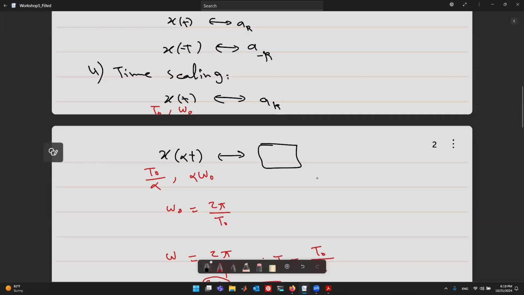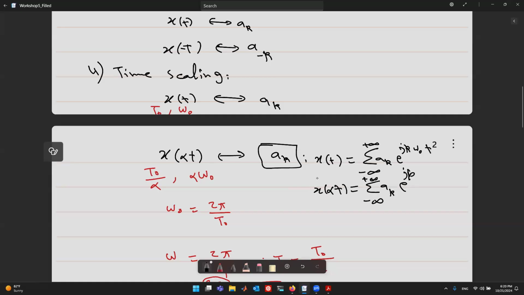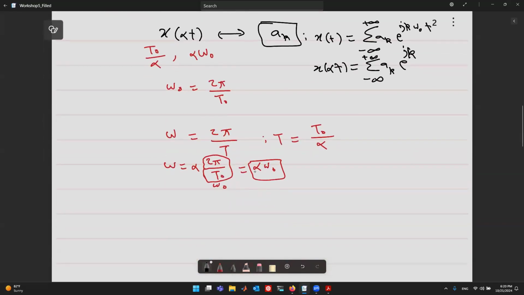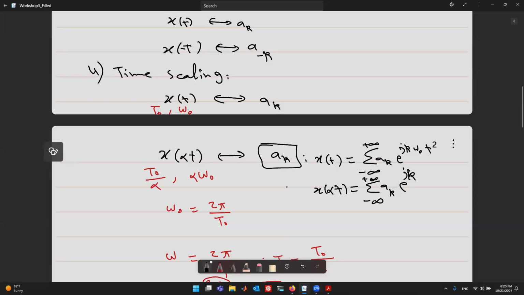So this is the only change that will happen to this signal, that the time will be compressed or stretched. So nothing will happen to the magnitude of the signal, either in time or frequency, and the coefficient will remain a k, but the representation will be different. When we write x(t) as a summation from minus infinity to plus infinity of a_k exponential j k omega naught t, now x(alpha t), if we want to represent the time-scaled version, we get the same coefficients, but instead of omega naught, we will have alpha times omega naught. So the harmonics are different now.